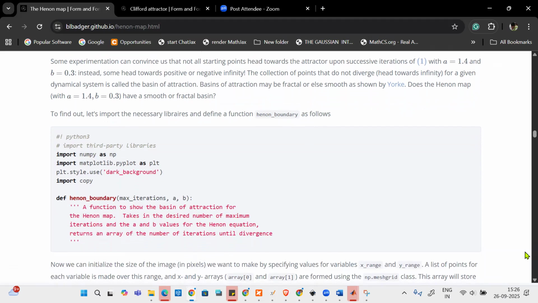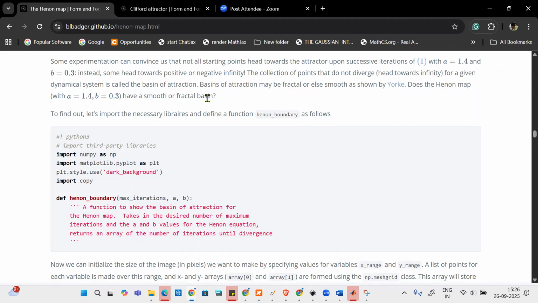So the basin of attraction may be a fractal or else smooth, as shown by York. York is a scientist who has studied fractals a lot. So the idea is, does the Henon map with this chaotic attractor, that is A is 1.4 and B is 0.3, have a smooth or fractal basin? That's the question.